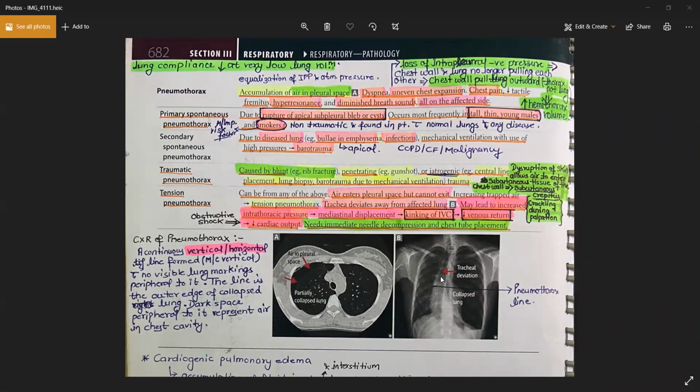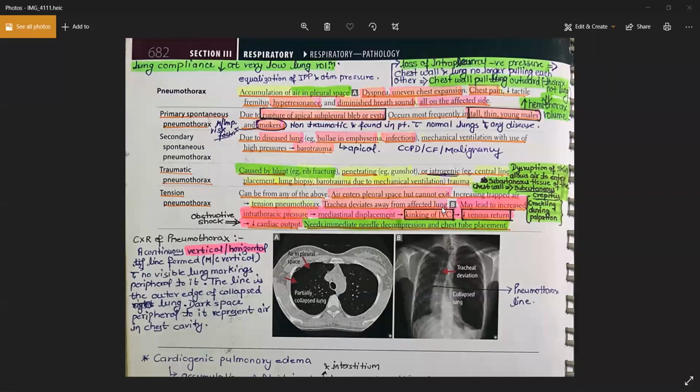Now, because of the increase in intrathoracic pressure, the patient can also have a displacement of the mediastinum. If the mediastinum is displaced, it will compress the inferior vena cava. You will have a kinking of the inferior vena cava, and as a result, the venous return will decrease, and the patient will end up having an obstructive shock.